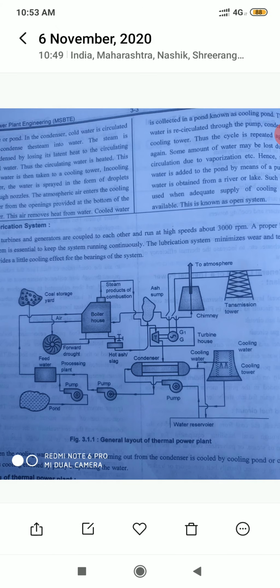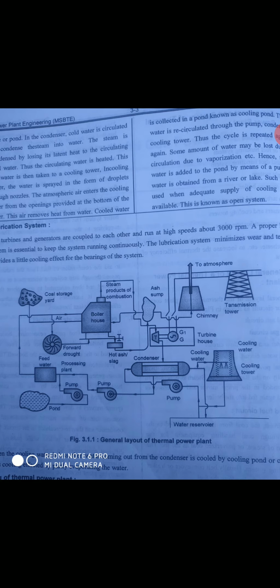from the external source, and this feed water passed through the purifying plant, reduces the dissolved salts and avoids the scaling of the boiler tubes or boiler shell. Next circuit is called as the cooling water circuit. The circuit includes a pump, condenser, cooling tower, etc.